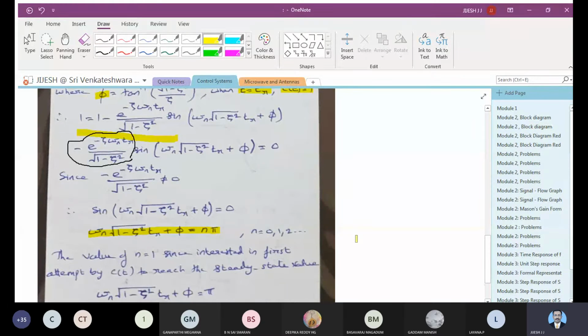So let us take the value of n equal to 1, since we are interested in the first attempt by C of t to reach the steady state value. So we have just substituted n equal to 1, and we get omega n root of 1 minus zeta square tr plus phi is equal to pi.